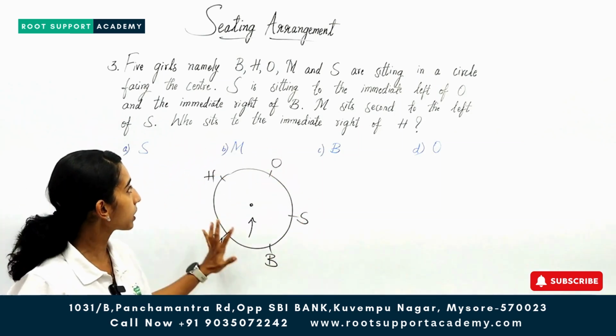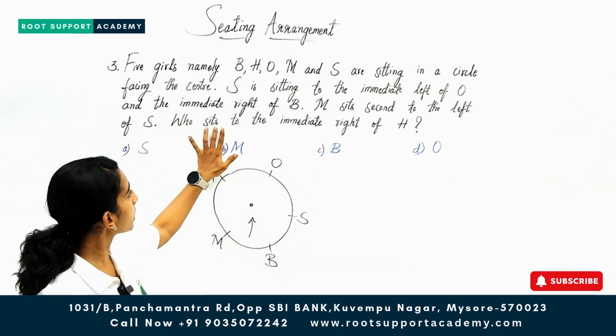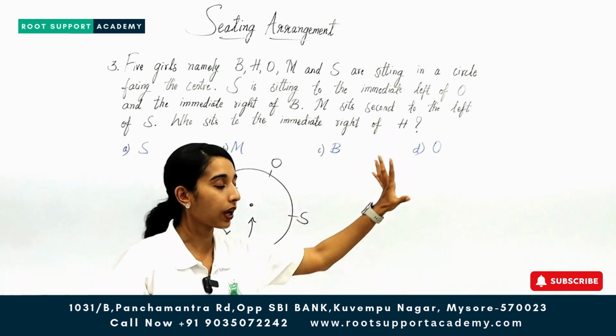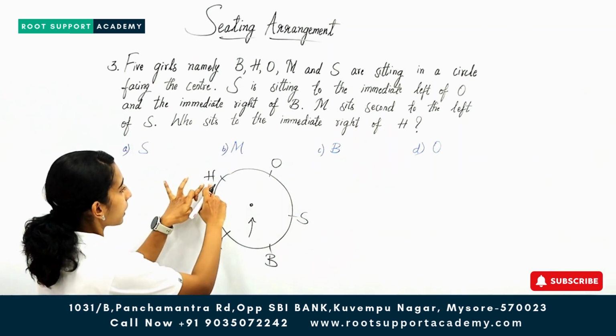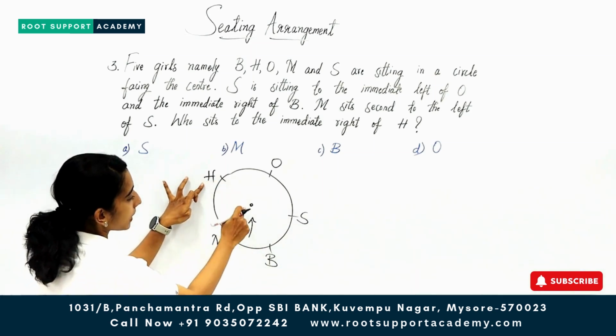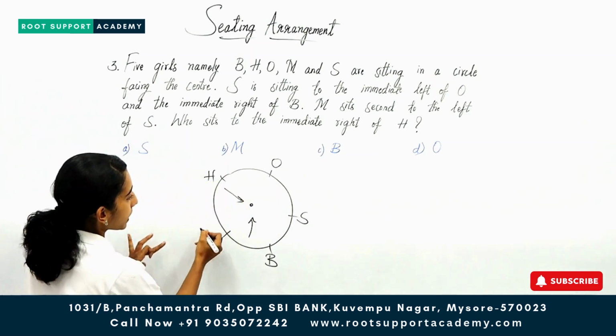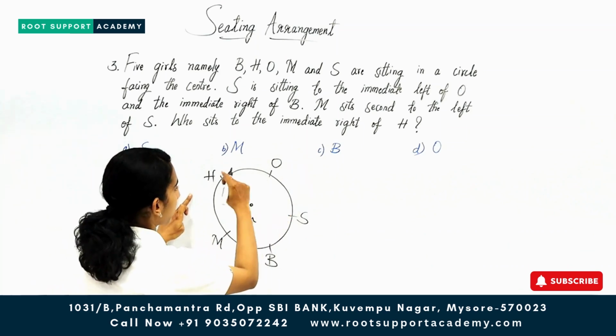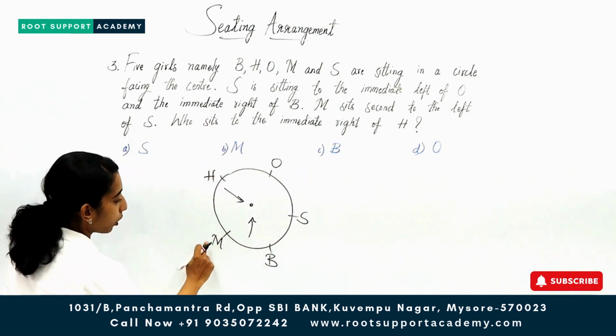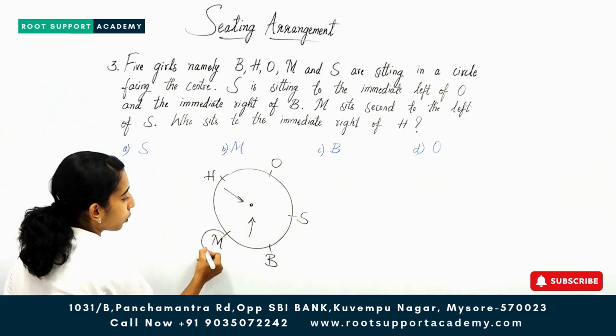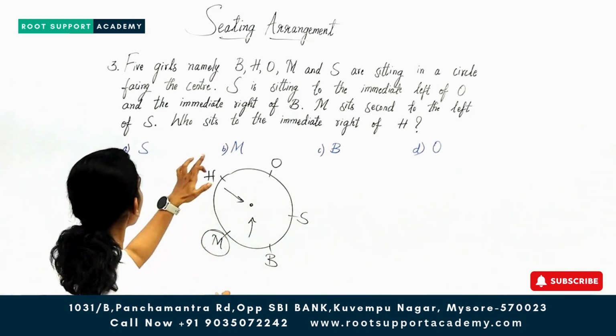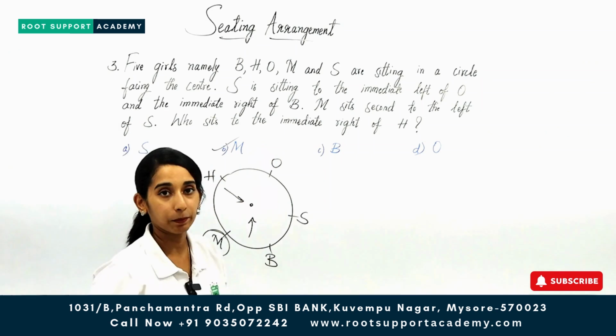After filling all this, we have to understand the question. Who sits to the immediate right of H? Now if H is facing towards the center, then this will be the right side and this will be the left side. Who is sitting to the immediate right of H? Immediate right, the next one sitting. So it is option B, M.